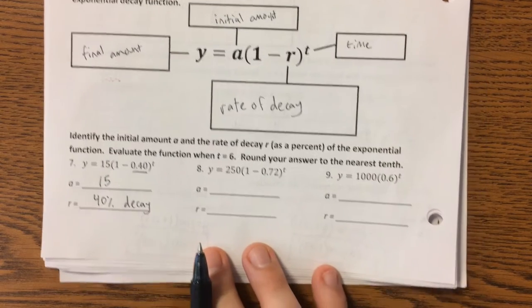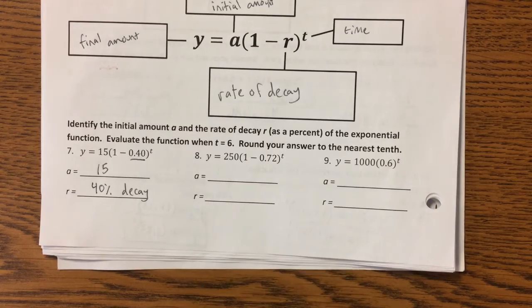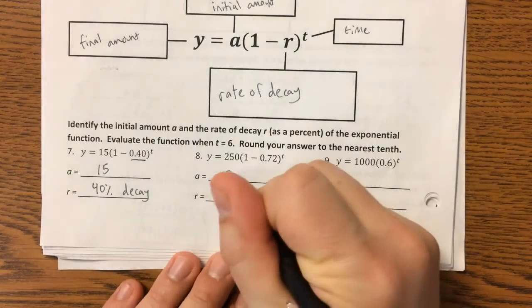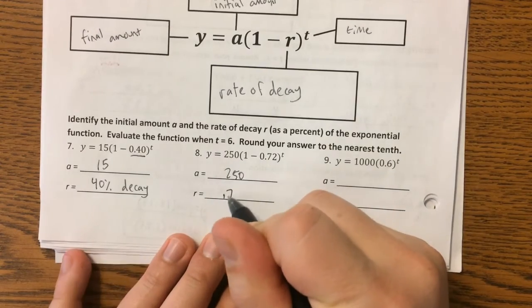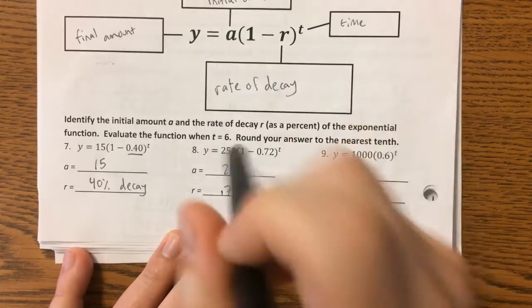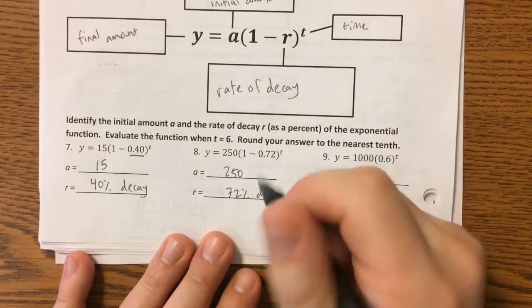Number 8. What's the initial amount? Okay, 250. What's the rate of decay? 72%. Oh, not 0.72%, just 72%.